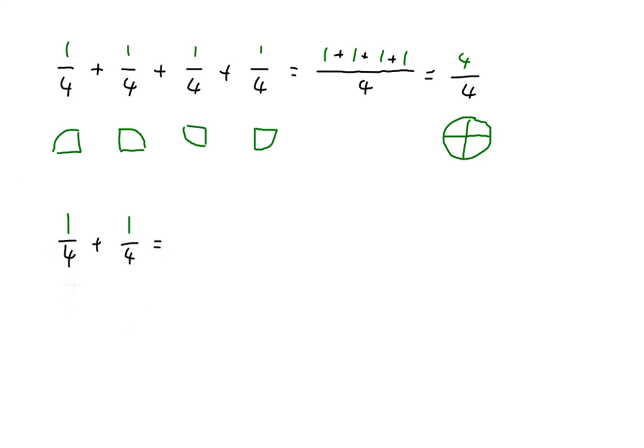So for example, if we put together this part of a pizza and this part of a pizza, what we expect is that we get this part. So this is half of a pizza. You agree? This is 2/4, which should be the same as 1/2. So how can we explain this?